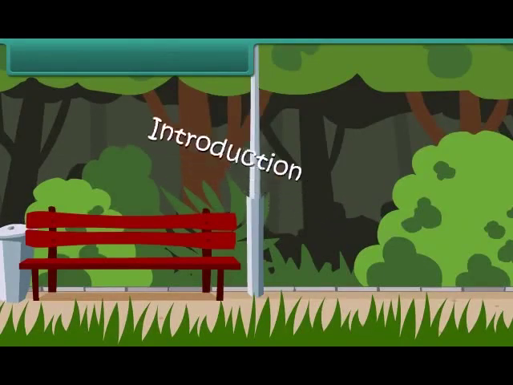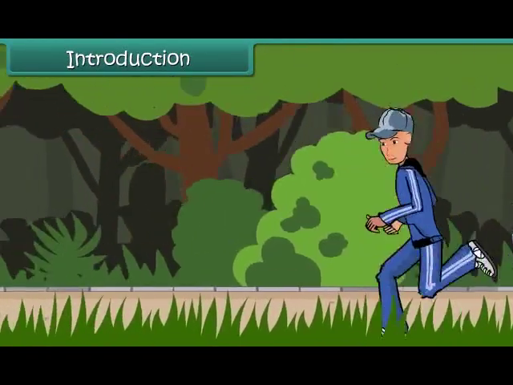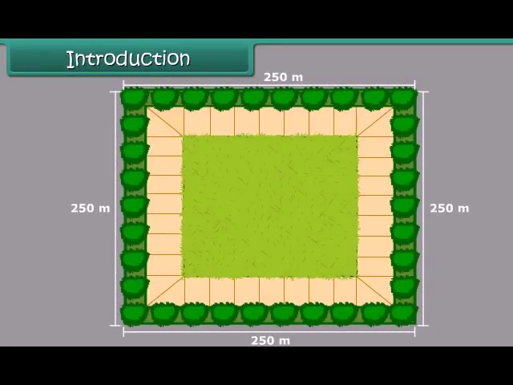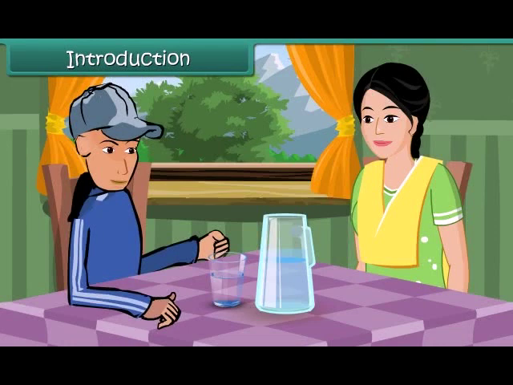Introduction. You go jogging in a park. The park is a square. Each side of the park is 250 meters long. You take 5 rounds of the park and return home.